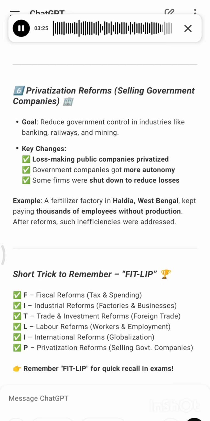Short trick to remember: FITLIP. F. Fiscal reforms, tax and spending. I. Industrial reforms, factories and businesses. T. Trade and investment reforms, foreign trade. L. Labor reforms, workers and employment. I. International reforms, globalization. P. Privatization reforms, selling government companies. Remember FITLIP for a quick recall in exams.